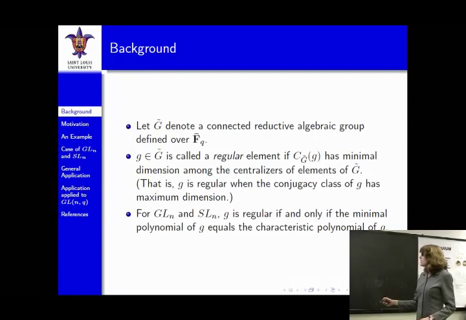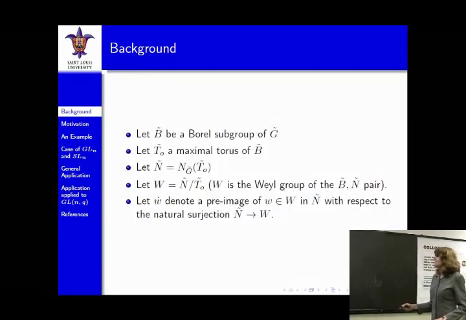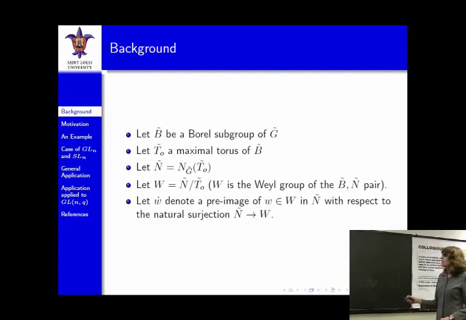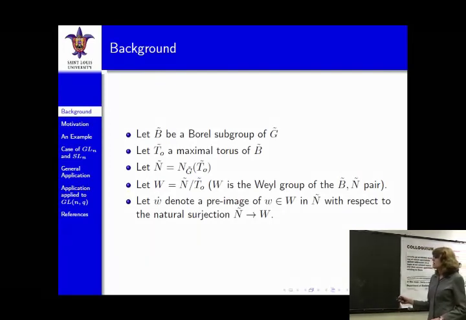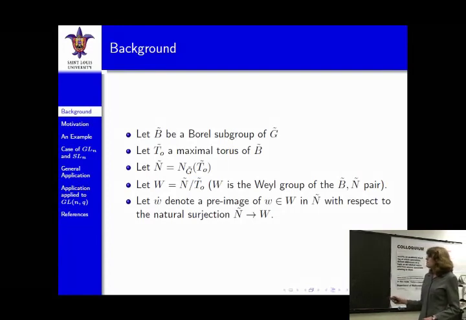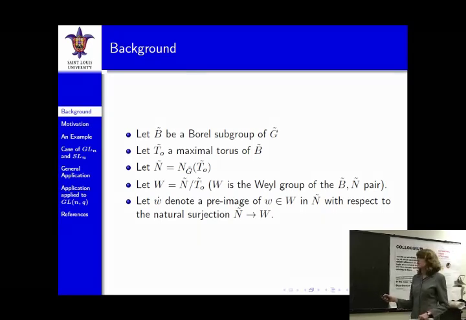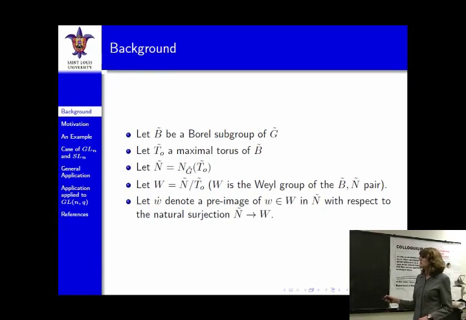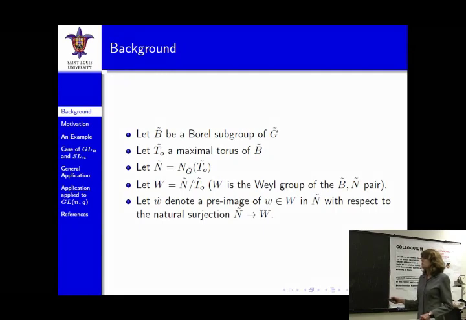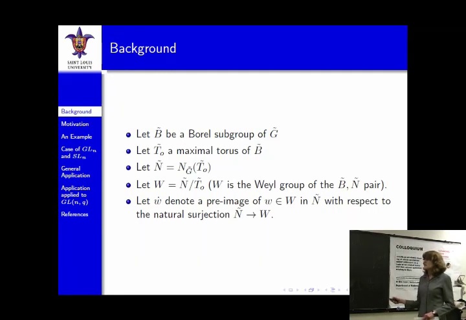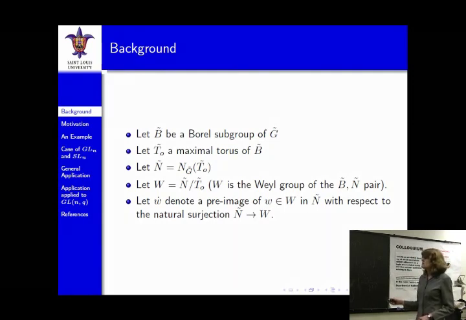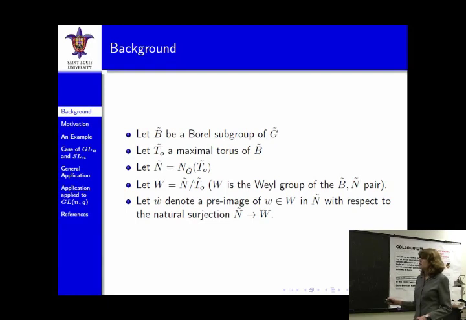To give us some context here. All right, I'm getting used to the clicker thing. More background here. Let B tilde be a Borel subgroup in our algebraic group. If you're thinking of our GL situation, this is the upper triangular matrices, with non-zero elements on the diagonal to make them invertible. That's the Borel subgroup. And T naught tilde will denote a maximal torus, which you can think of as the diagonal matrices in GL. N tilde is the normalizer of our torus in the whole algebraic group.